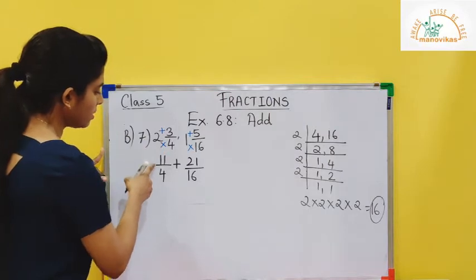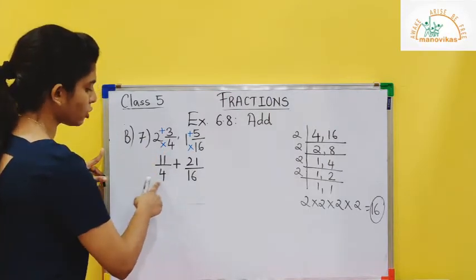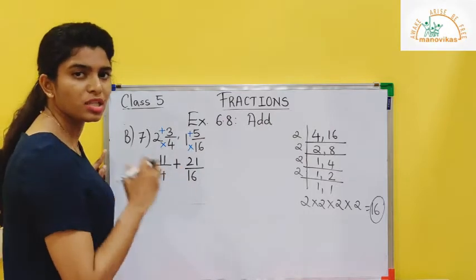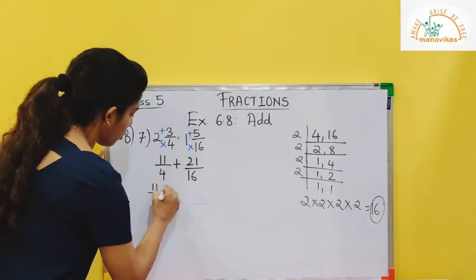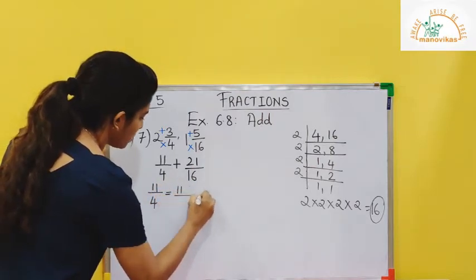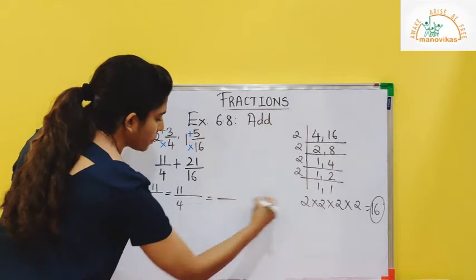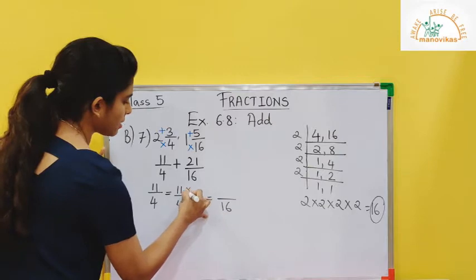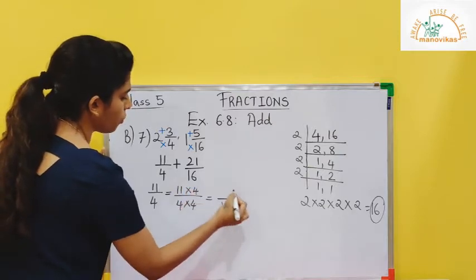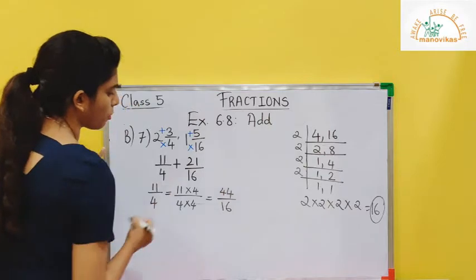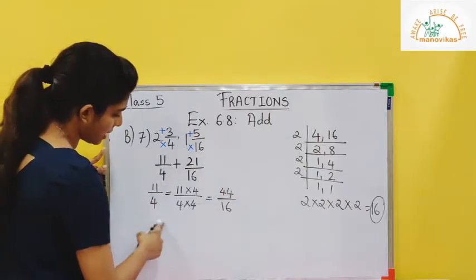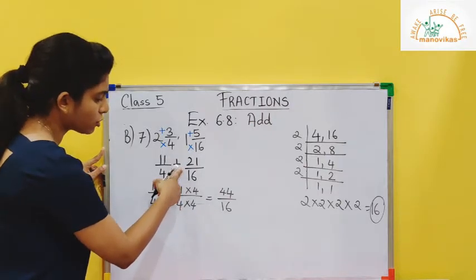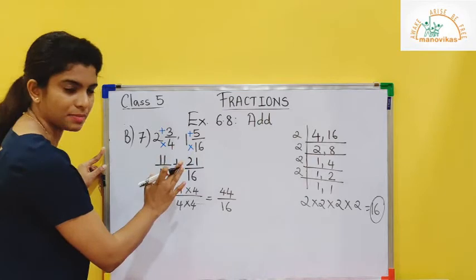Now if you see here, 11 upon 4, I have to change this denominator, that is 4, into 16. 21 upon 16 need not be changed. So I bring down 11 upon 4, and the denominator should be 16. If I multiply 4 into 4 it will be 16, and the numerator will become 11 into 4, so that is 44 upon 16. So I converted 11 upon 4 into 44 upon 16. But I shouldn't change this number, so I will keep it as it is.